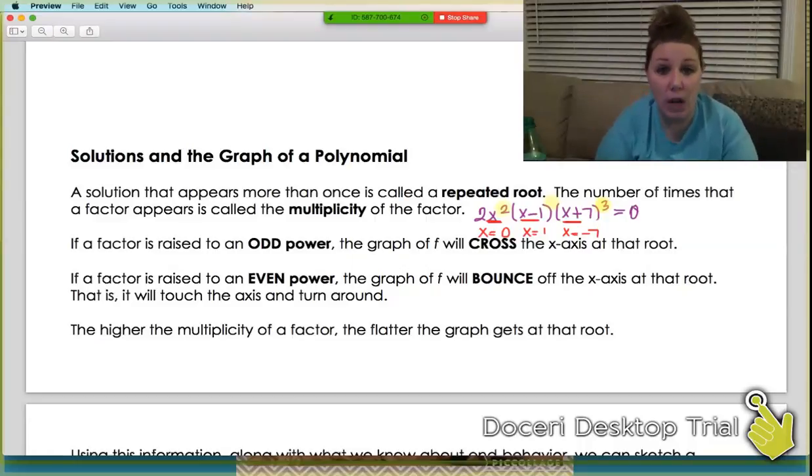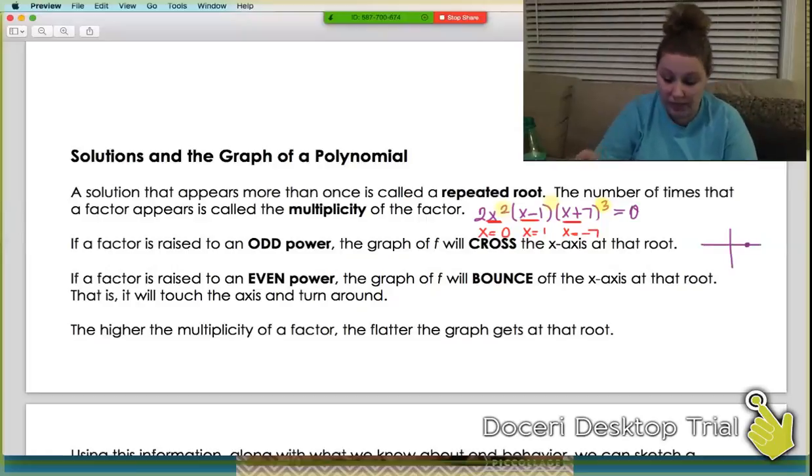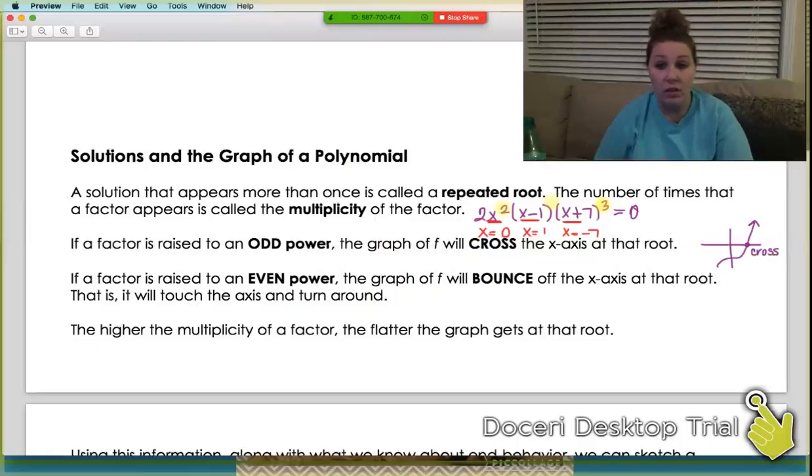So the 2 things we want to watch for is the multiplicity even or is the multiplicity odd? So if the multiplicity is an odd power, so the first power, a multiplicity of 3, a multiplicity of 5, and so on, then the graph is going to cross the x-axis at that root or that x-intercept. So for example, if I had an x-intercept right here with an odd multiplicity, the graph is going to do whatever, but I know that it's going to cross at that point. And it doesn't have to go straight. It could kind of squiggle through the x-axis. We don't know what it's going to do, but it's going to cross.